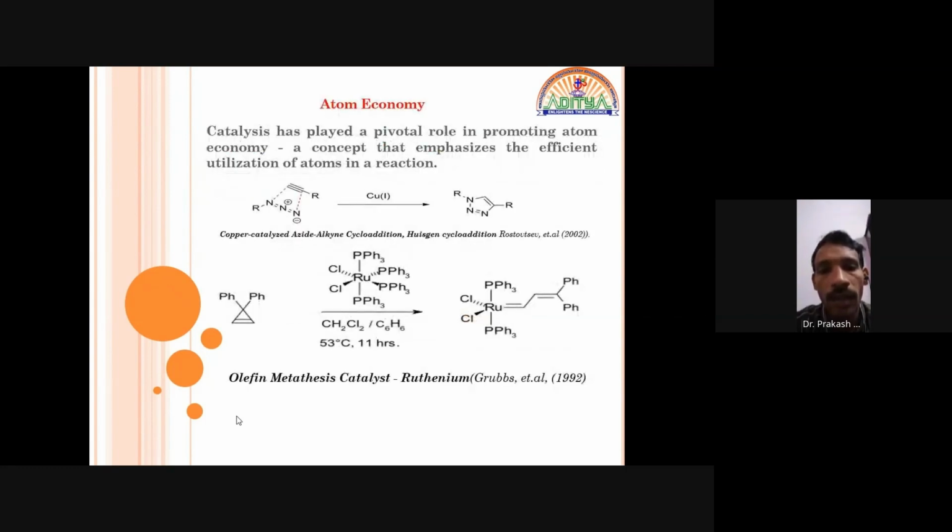The reaction also undergoes with the nickel catalyst. Next one, atom economy. The catalyst plays a pivotal role in promoting atom economy. The concept emphasizes the efficient utilization of atoms. Here he explains what atoms are involved in the reaction, what type of utilization based on the catalyst, and what type of products will be given. It explains which reactants are involved and which products they will give, and whether the product is useful or not.